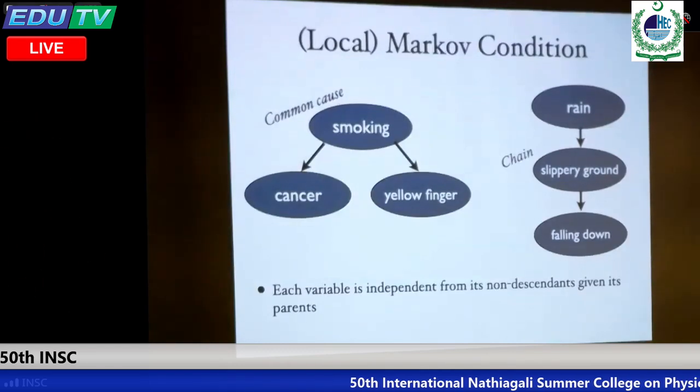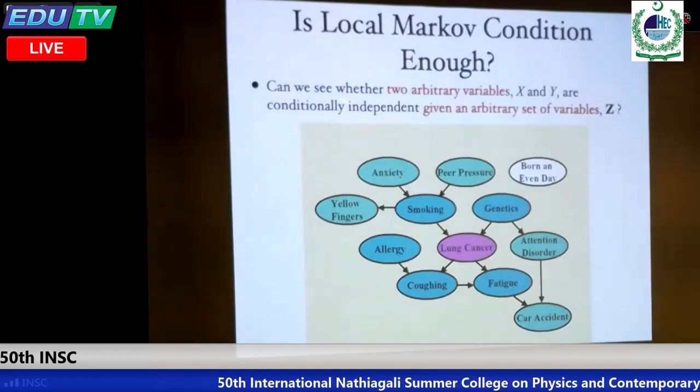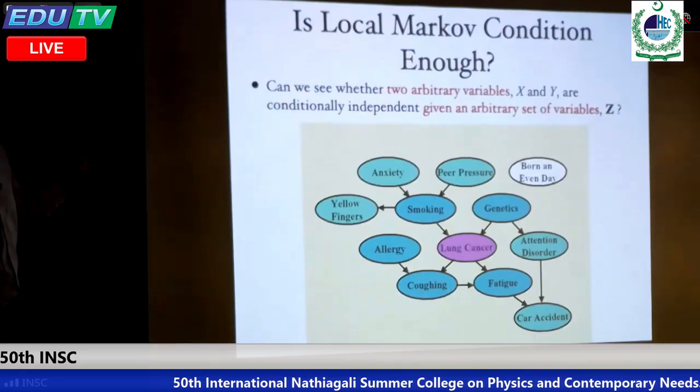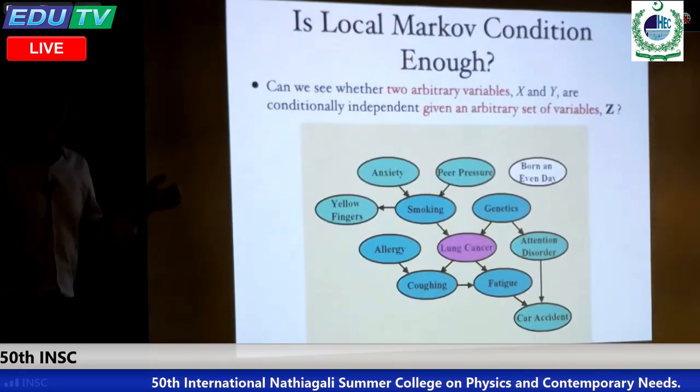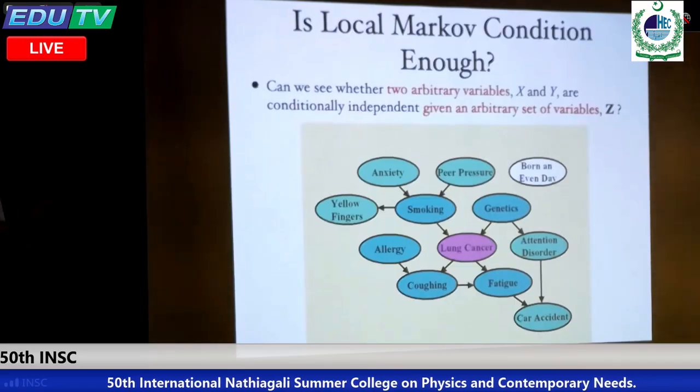It's nice. Basically, given parents, I'll be independent from my ancestors, right? And that's it. Now let's go further. Suppose you are given an arbitrary directed graph, as you can see here, and you try to see whether any two arbitrary sets of variables are conditionally independent given some other variables. What can we do? We do not always condition on all the parents, right?